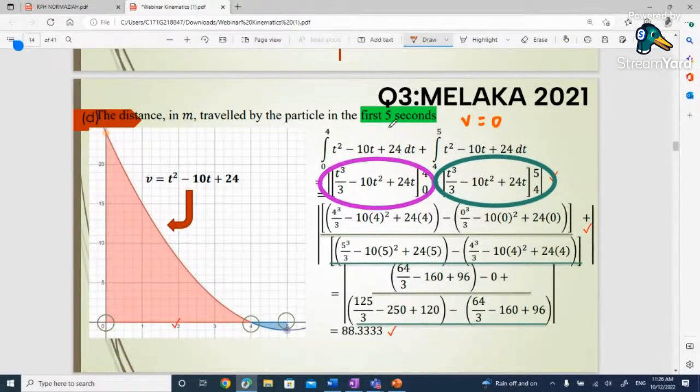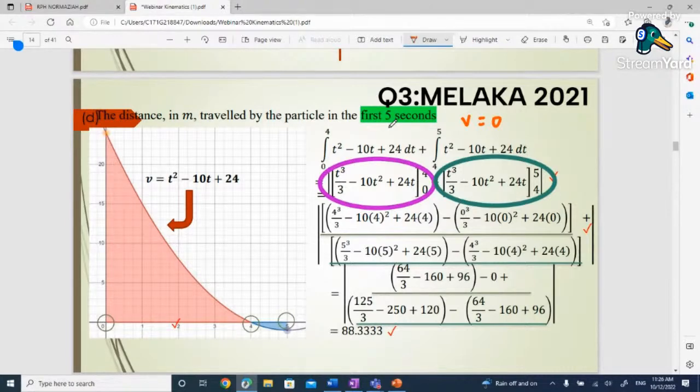Okay. Betul tak? Okay, so V equals to 0. Kalau kita ingat from question C, kita ada T equals to 6 and T equals to 4. Tapi yang kita nak cari sekarang ni ialah from T equals to 0 until T equals to 5.